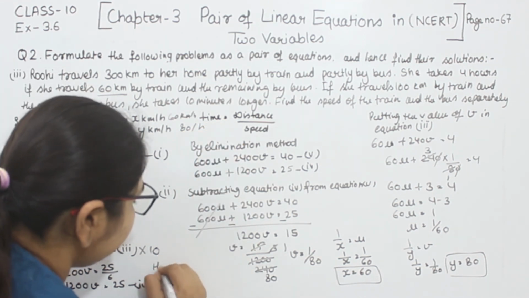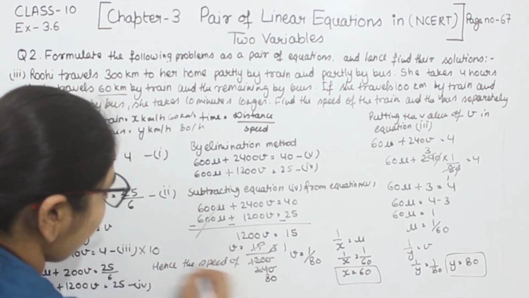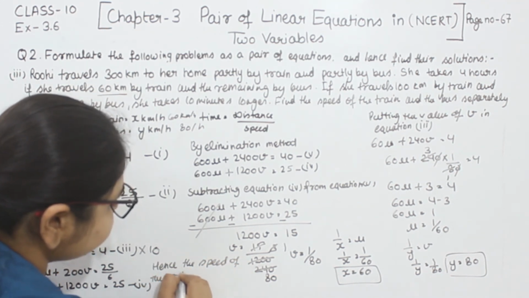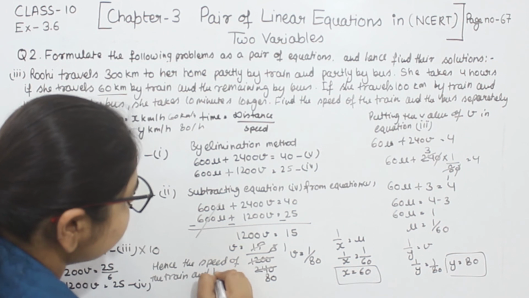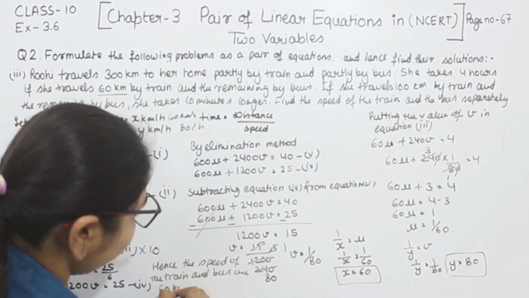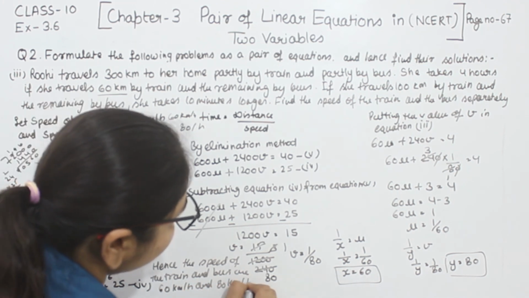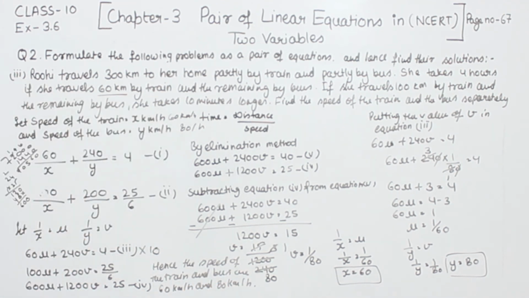We write the statement here. Hence, the speed of the train and bus are 60 km per hour and 80 km per hour. This is part 3. With this, we have completed question number 2 of exercise 3.6. In the next video, we are going to start with exercise 3.7.